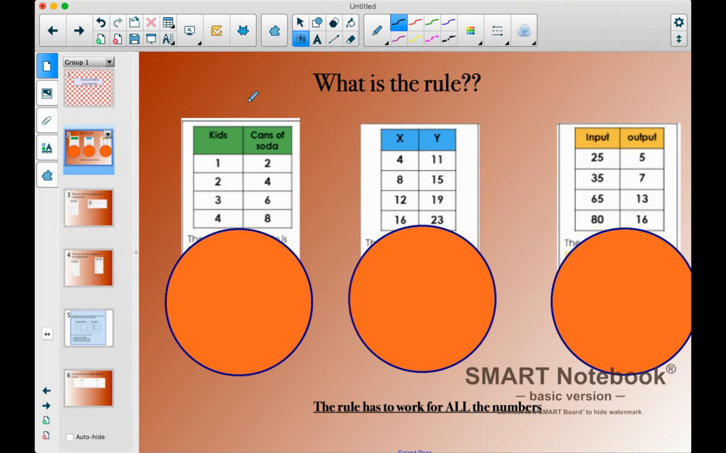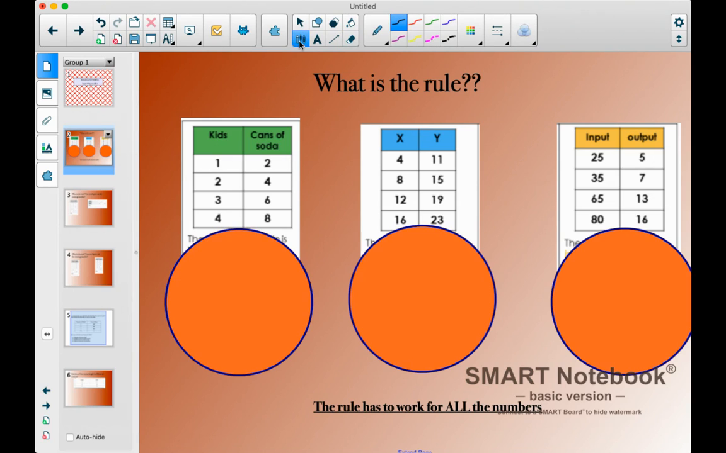I am going to check a rule to see if it works. The first rule I'm going to check is adding 1 because 1 plus 1 is 2. In order for the rule to be +1, it would have to be true for every number in the input-output table. So 1 plus 1 is 2. In this case, that rule works. 2 plus 1 is 3. That does not work. So that is not the rule for this chart.